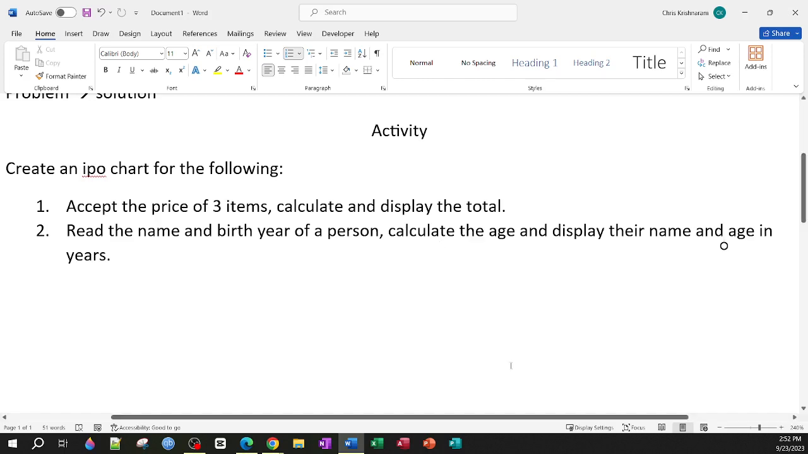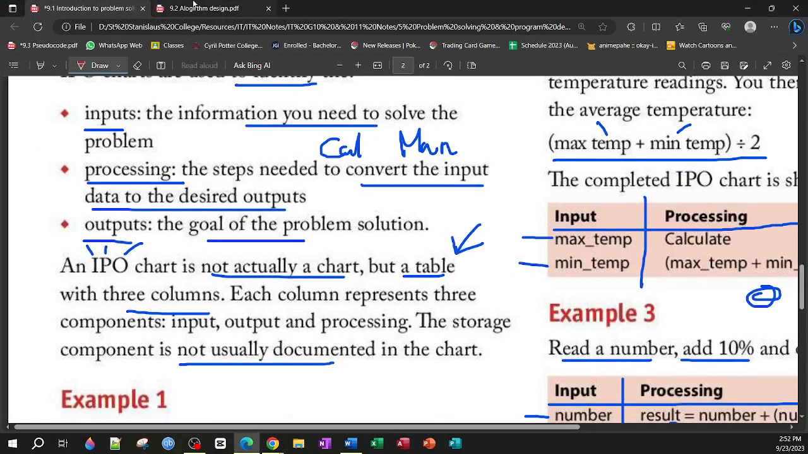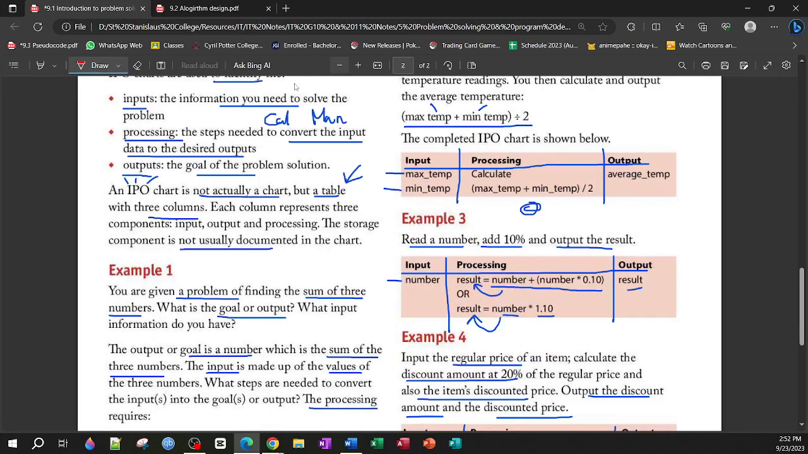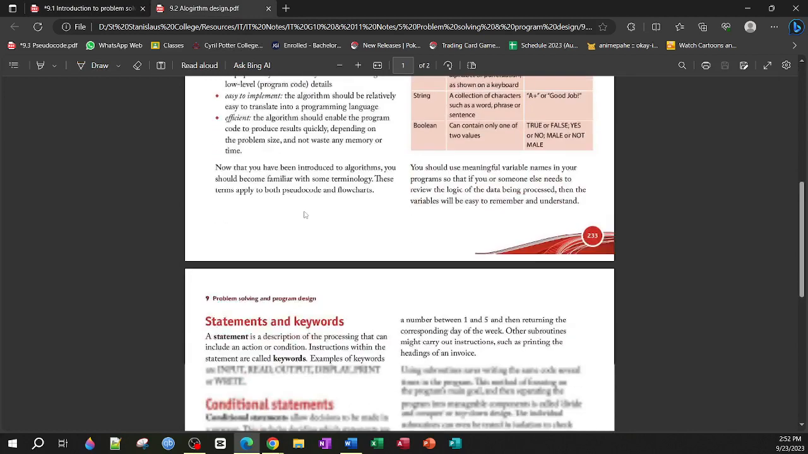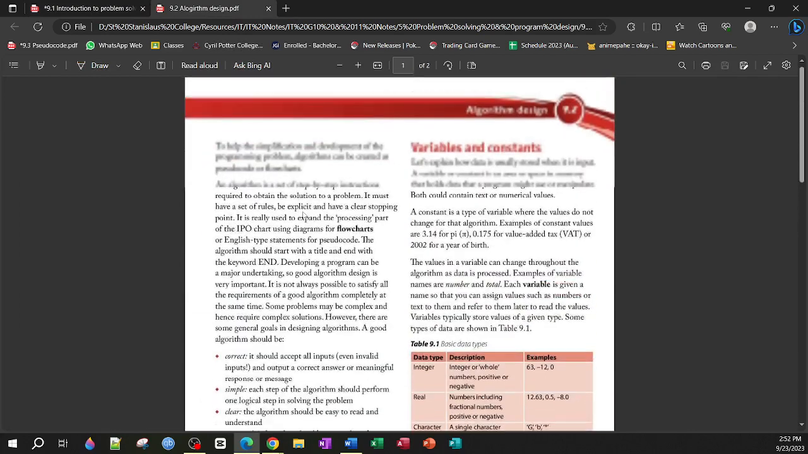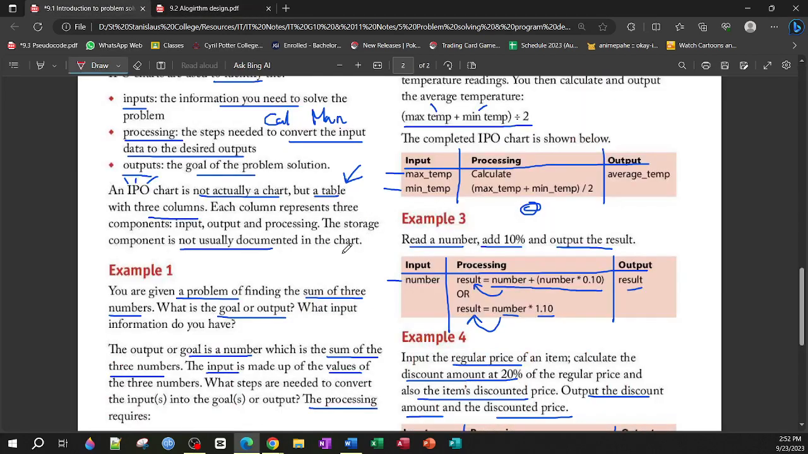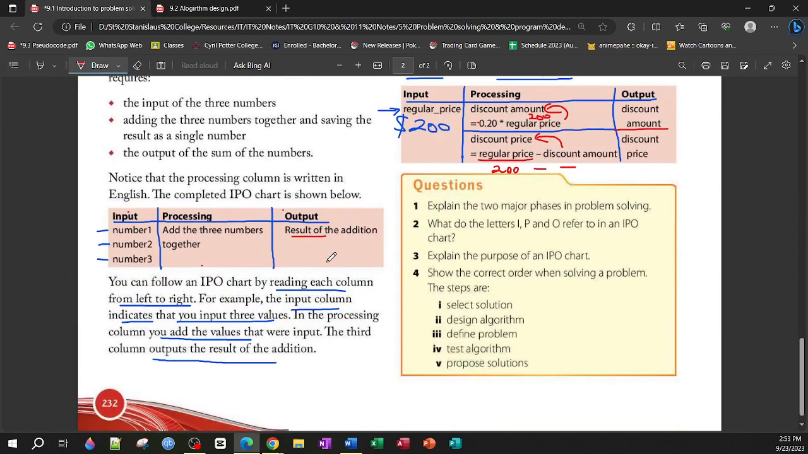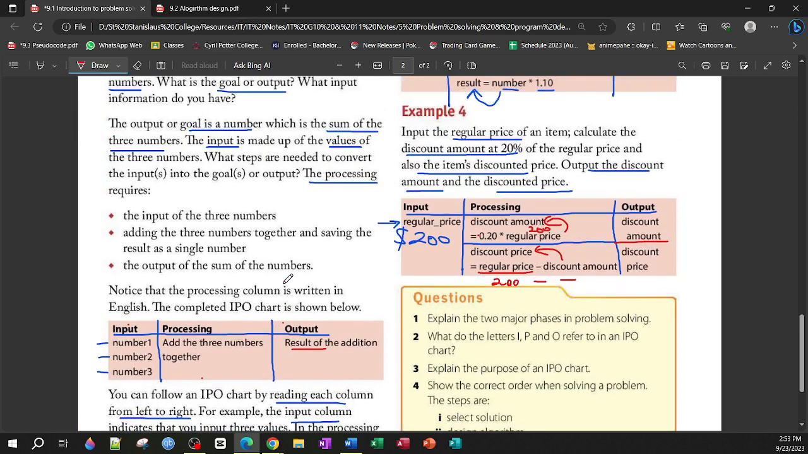The next chapter is going to highlight some additional points that we need to take into consideration. When we cover this chapter, we're going to go back to another example of an IPO chart to ensure we fully perfect it, following all of the rules about naming and variables and so on. But for now, it's just having the understanding. The IPO chart documents all the input, the processing, and the output.